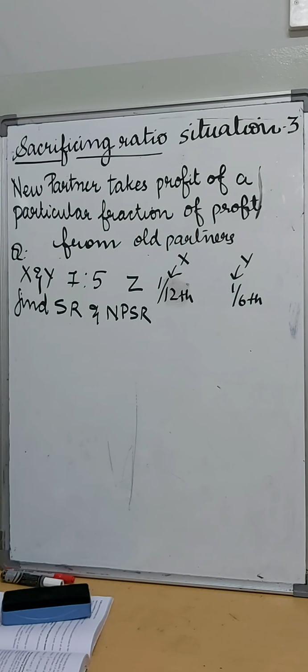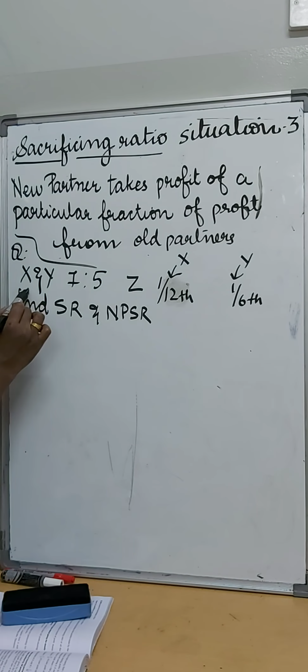Sacrificing ratio, situation 3. In this situation, the new partner takes a particular fraction of profit from the older partners. So in this case, the new partner is going to acquire his share of profit from older partners in a particular fraction. If this is the situation, how do we find the sacrificing ratio? Let's understand this with the help of a question.